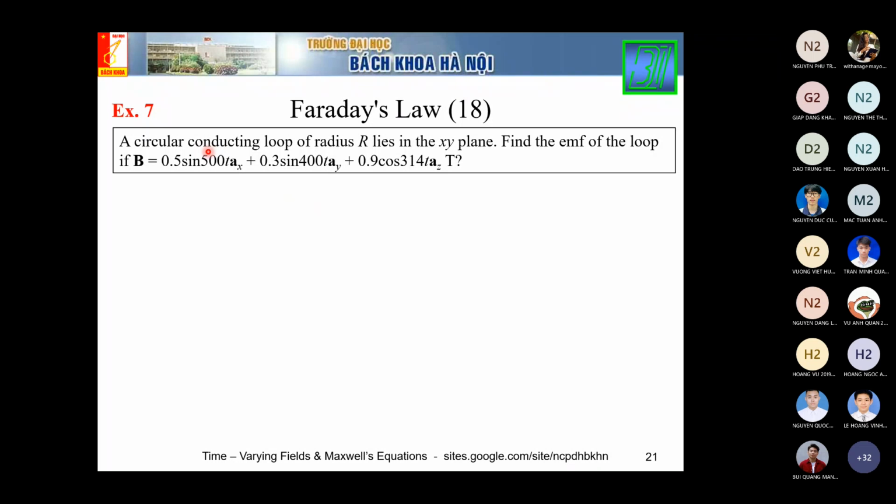We are given a circular conducting loop, meaning a circle, having a radius of r, and the system here is in the xy plane. The whole system is inside a field, and obviously this field is not uniform. This is a time-varying field, and it is the most complicated one so far. It has 3 components, each having a different frequency. You see, the first angular frequency is 500, the second one is 400, and the last one is 314 radian per second. It's very complicated.